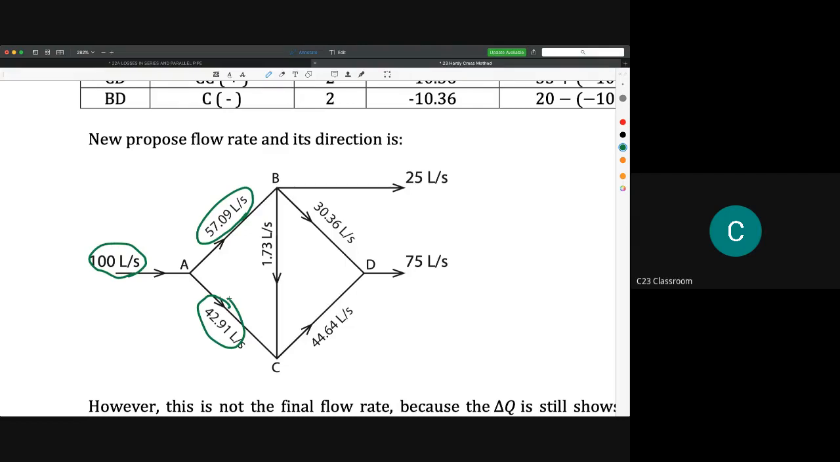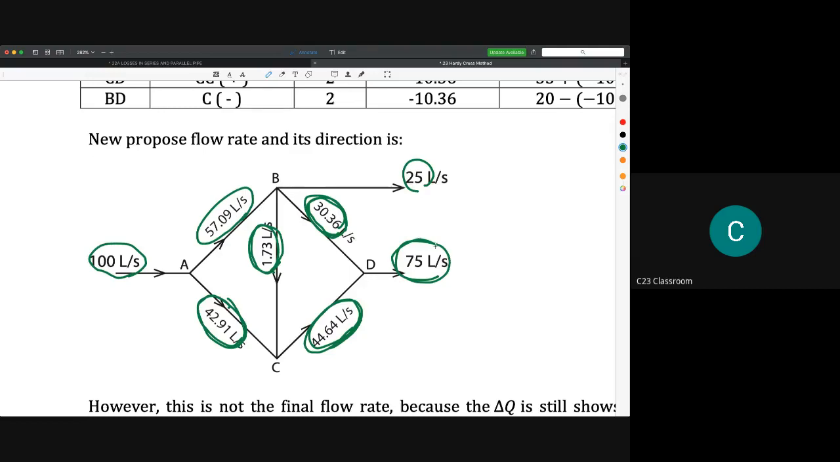59.09, so it is equal to 25 plus 30.36 and 1.73. And for this one, 1.73 plus 42.91, so it must be equal to 44.64, and then 44.64 plus 30.36, so it must be equal to 75 liter per second. So means now the continuity equation is fulfilled.